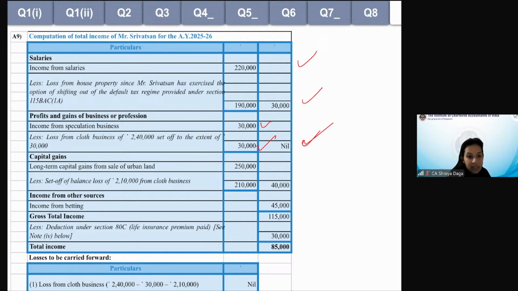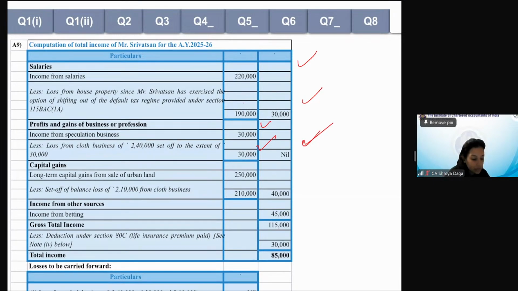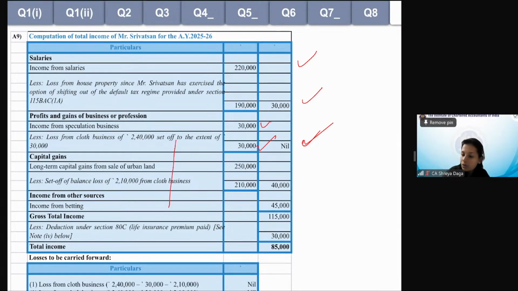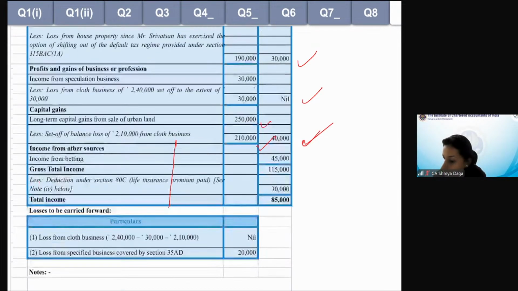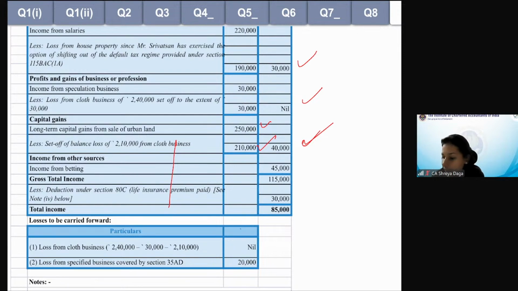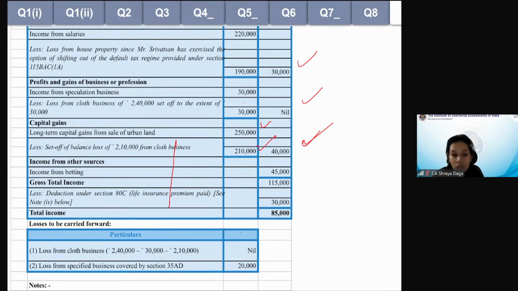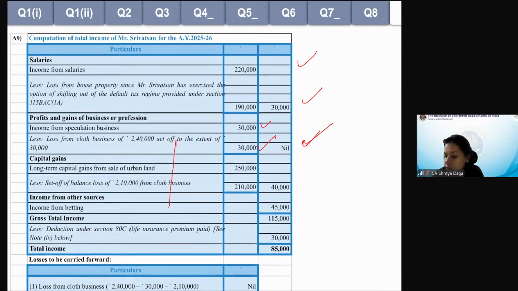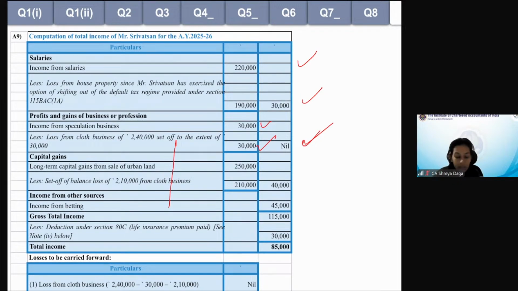Then loss from specified business. Because you have no income from specified business, it has to be carried forward. So you have to give that as a note. That loss from specified business has to be given as a note. And loss from cloth business, to the extent you've not been able to use it, 2,10,000, you have to carry forward that also. So you have to give a note. So there will be loss from cloth business, 2,10,000. So let us wait, maybe you will be able to use it because it's only current year loss. And loss from specified business, at least you can't use that, you have put in carry forward. Okay. Now we come to capital gains.